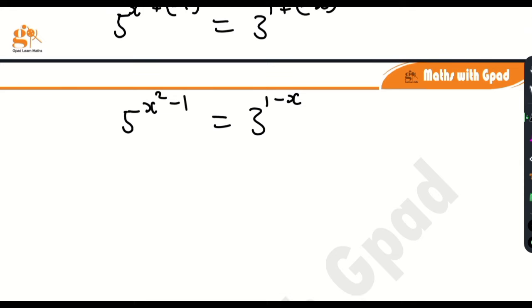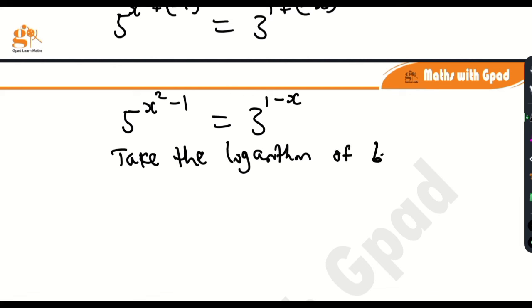Since I want to bring the exponent down, I am going to take the logarithm of both sides. So take the logarithm of both sides. So that will be what? Log 5 raised to the power x squared minus 1 is equal to log what?